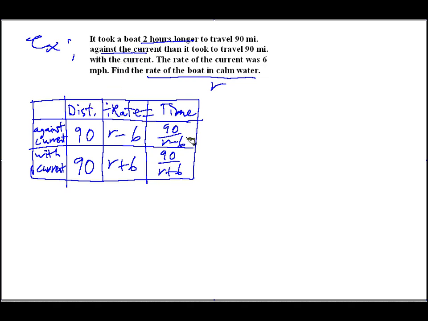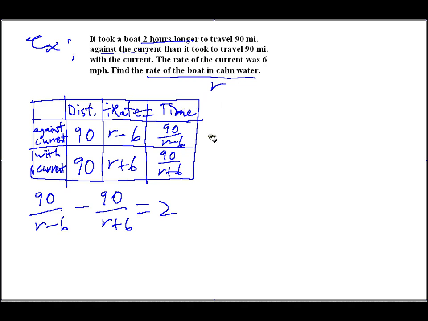So in other words, I'm saying 90 over R minus 6, that's the time against the current, minus the time with the current, 90 over R plus 6, is equal to this 2 hour difference here. Again, if it says it took a boat 2 hours longer to travel 90 miles against the current than with the current, that means the difference of their times will be 2 hours. Hopefully we can see that, but again, read this problem over and over again if you need to.